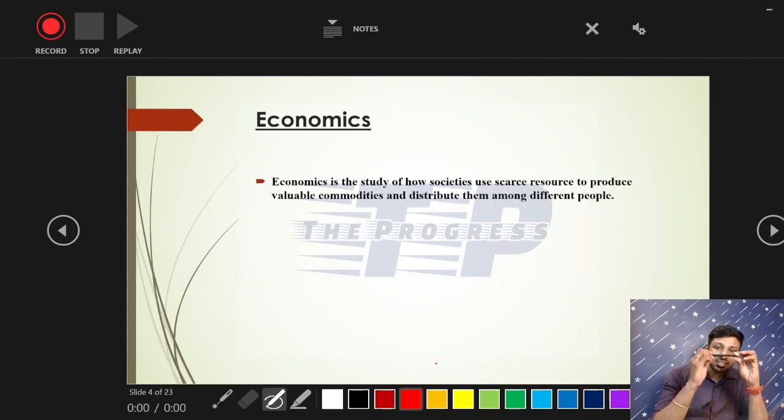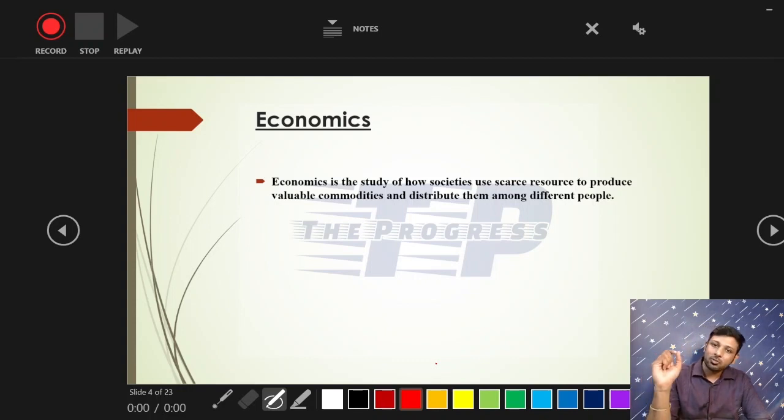Like this pen is here. This pen can be viewed from the top or it can be viewed from the bottom. Like this, economics as a subject can be viewed through a macro or a micro view. What is this macro and micro view?